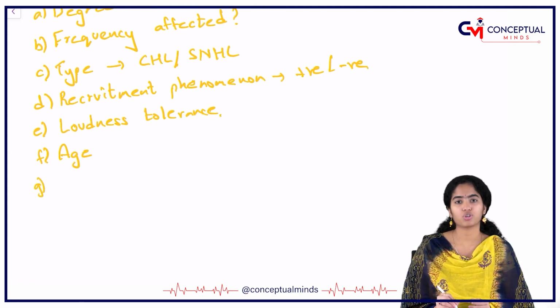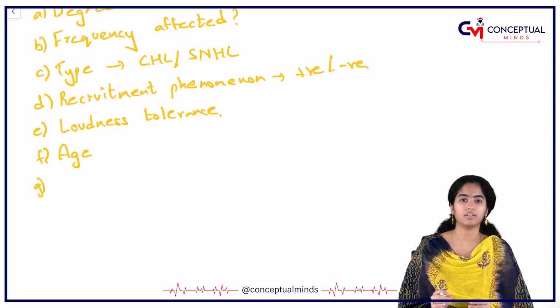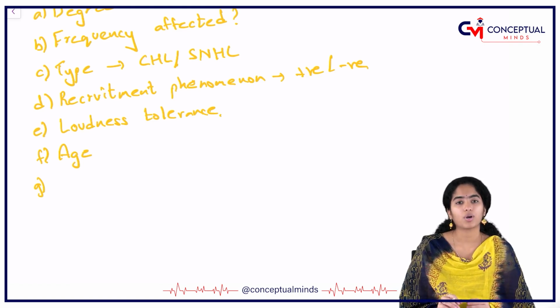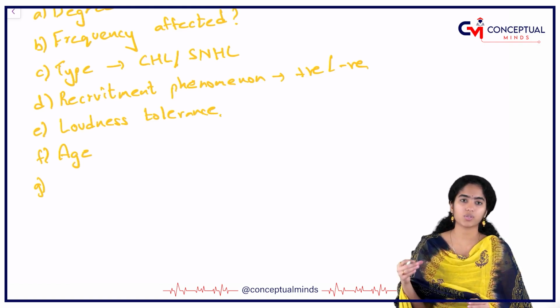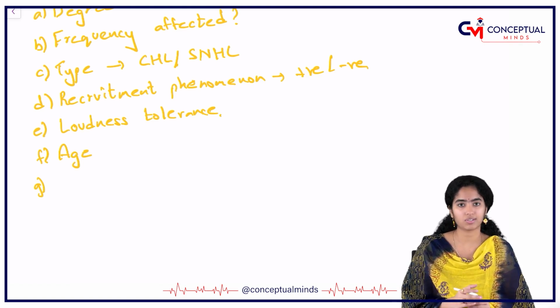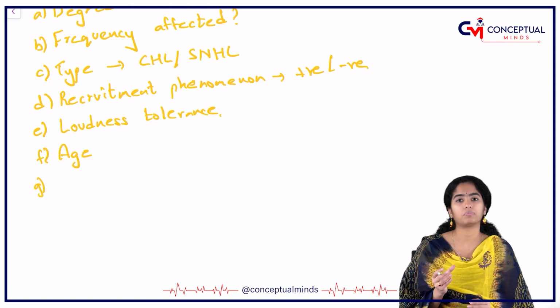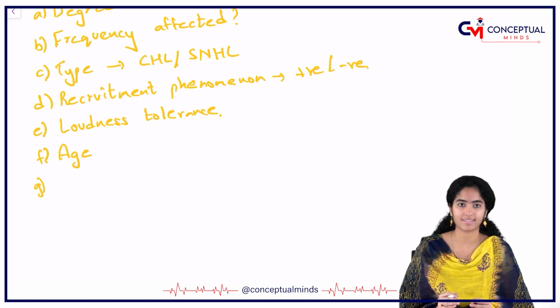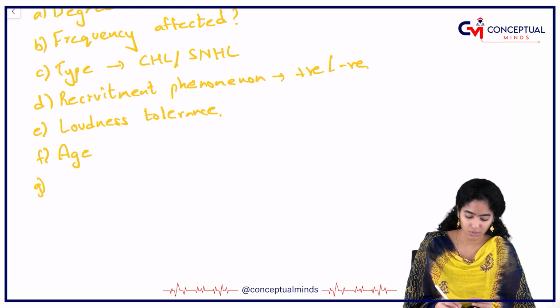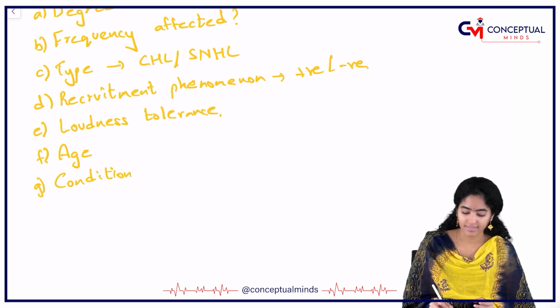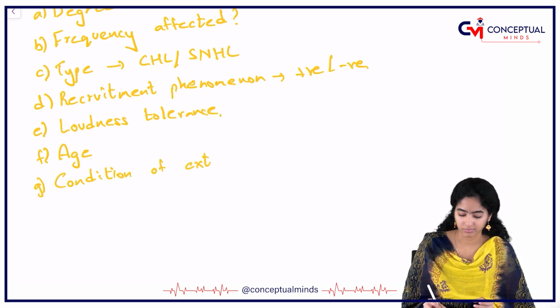After age, you should also look into the condition of the external ear and also the middle ear. Because this hearing aid is going to sit in the external ear. As we have discussed earlier, if the patient is having otitis externa or some other tumor or mass in the external ear, we cannot put this device, right? So it's essential that we check the condition of external and middle ear. Are they compliant to take the device or not?